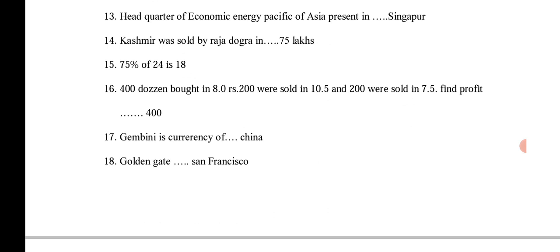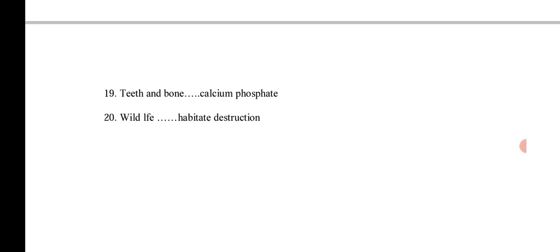Gambini is the currency of China. It is not Gambini. The currency of China is RENMBI or RMB. Golden Gate is San Francisco.